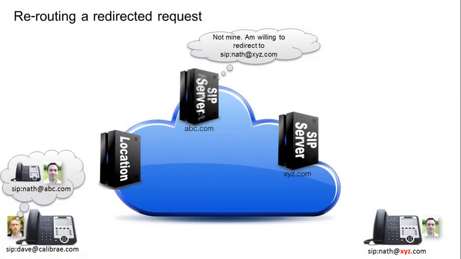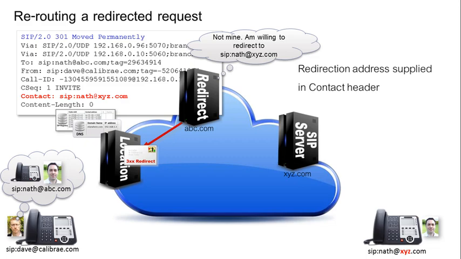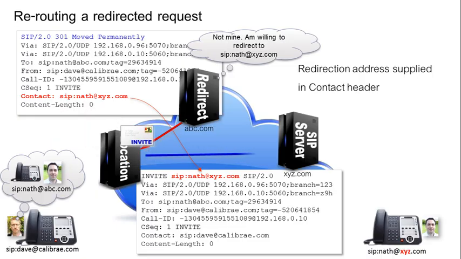The redirection address of record is set in the contact address of the 300 response. Receiving it, the upstream server checks DNS for the XYZ server, retrieves the invite from memory, copies the redirected address of record from the contact header of the response to the request URI, and proxies the request downstream. From there, it's business as usual, the downstream server resolving the address of record and proxying to the phone.